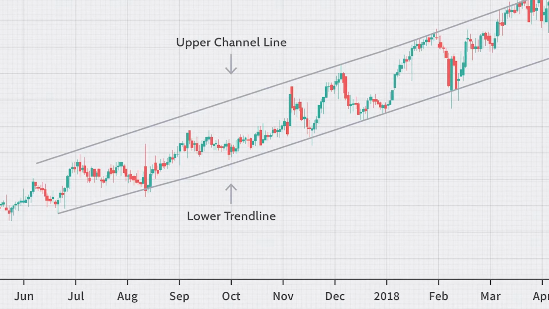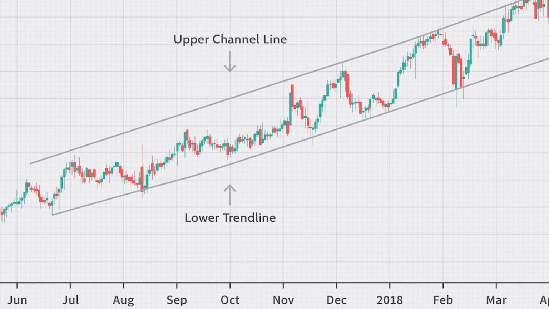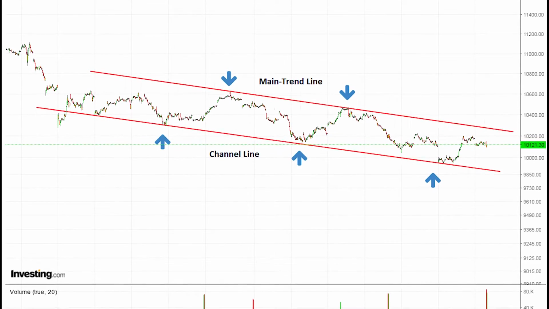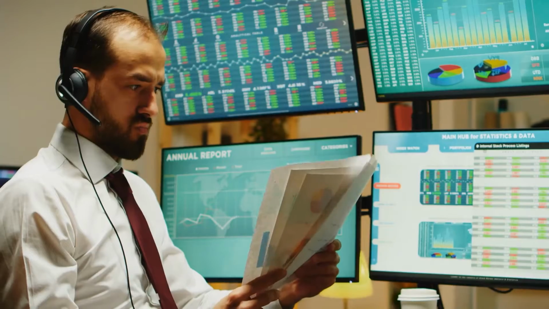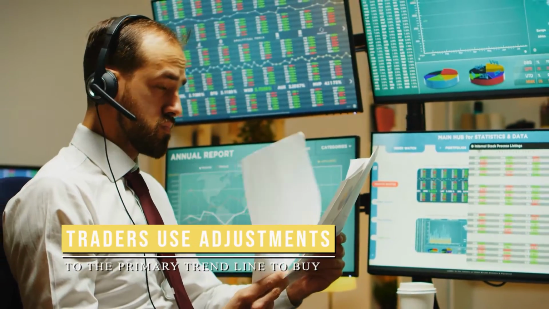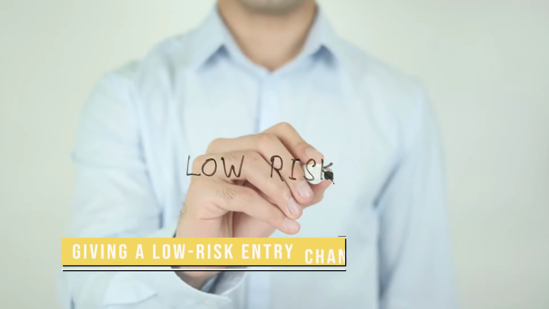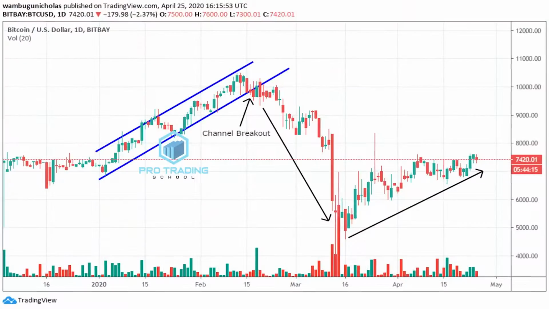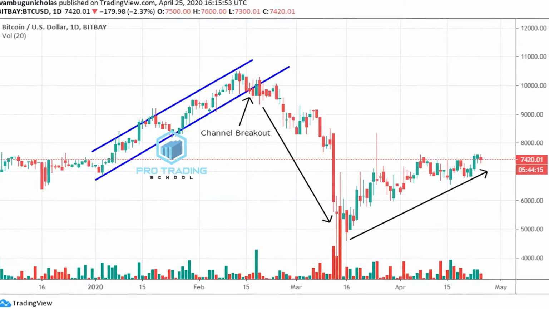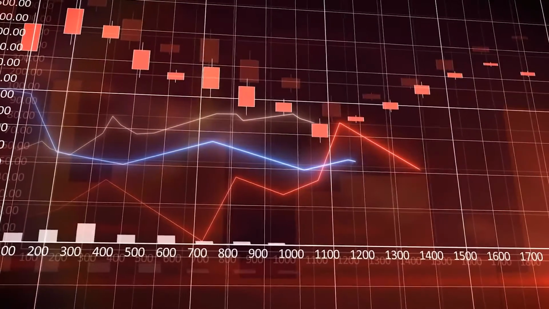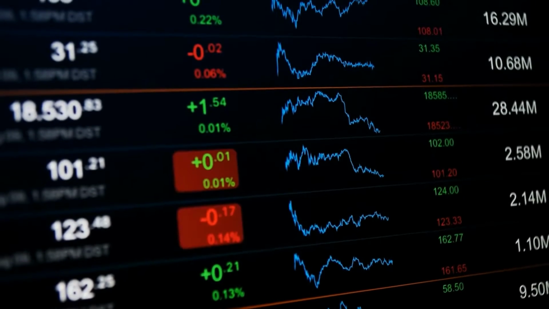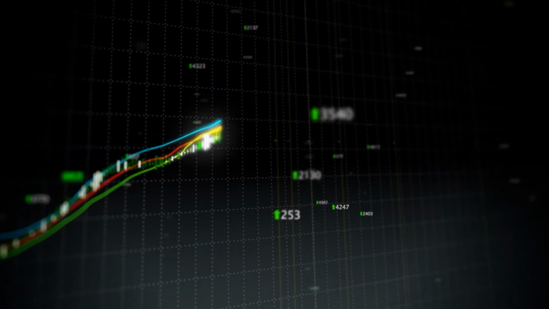The price action inside the channel may be random, and it does not follow any set pattern. As the price continues to extend inside the channel, it shows that the trend is bullish. As a result, traders use corrections to the primary trend line to buy, giving a low-risk entry opportunity. A breakout of the channel demonstrates a pickup in bullish momentum, while a break recorded below the channel suggests a possible change in the trend. A break below the channel does not always lead to a downtrend, since sometimes the price remains range-bound for a few days, and then resumes the uptrend.